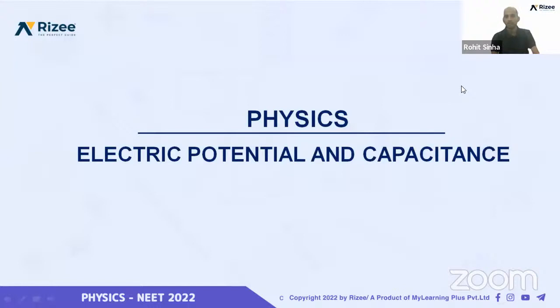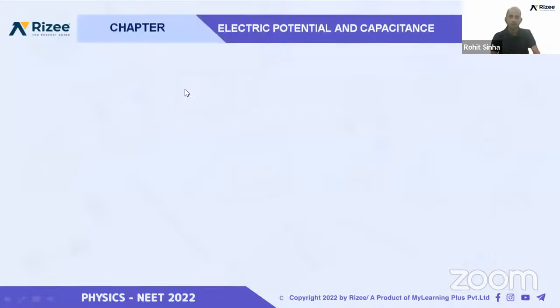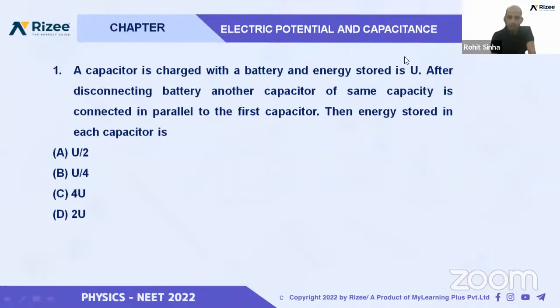...have been asked previously, or which are good questions but not asked, but there is a possibility that they can be asked. So let's begin with some questions. If you have any doubt, you can ask. Any doubt, write in the chat box. Any doubt, any question, previous question, any concept, you can write here. So let us attempt this question.